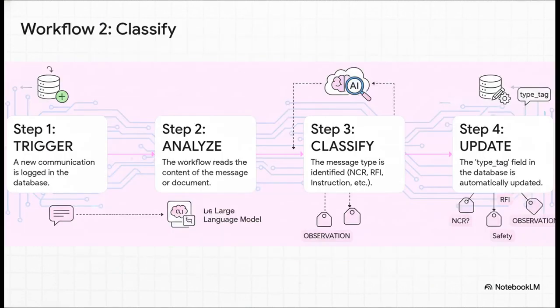Now this is where we get really smart. A second workflow triggers every single time a new record is created in our database. It takes the content of that message, sends it to a large language model like ChatGPT, and just asks it to classify the intent. Is this a request for information, a non-conformance report, a safety observation? The AI's response is then used to automatically update that type tag in our database. This saves project coordinators hours of manual sorting every single day.